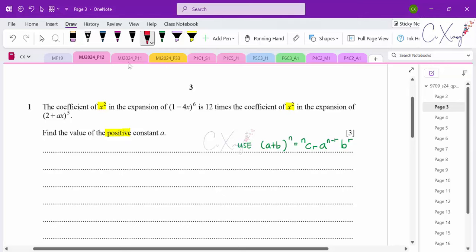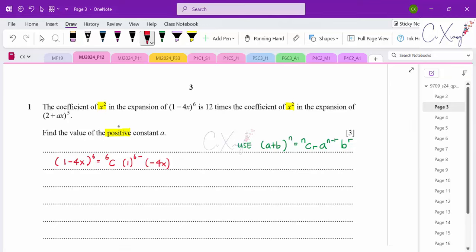If I apply the formula in my expansion here, with (1 - 4x)^6, the general pattern will be 6C something, then 1^(6 - something), and after that, (-4x)^something. So we have to decide the power by ourselves. This question focuses on x squared. Therefore, to make sure that I get x squared, I need to have a 2 here, (-4x)^2, then later when you expand, you get the x squared.